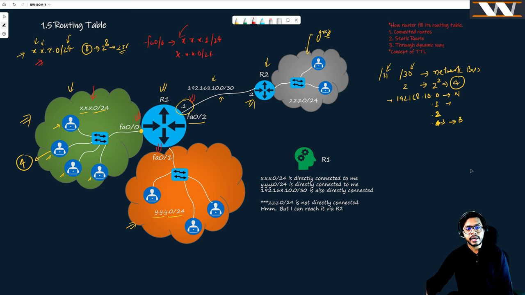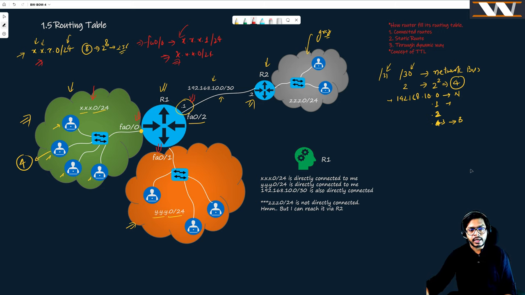x.x.x.0/24. And it can calculate it easily, right? Because if you see the network number and the host number, believe me, the router can easily calculate that. Now FA0/0 is part of x.x.x.0/24, or it can say that x.x.x.0 is connected to my FA0/0 interface. It is as simple as that.